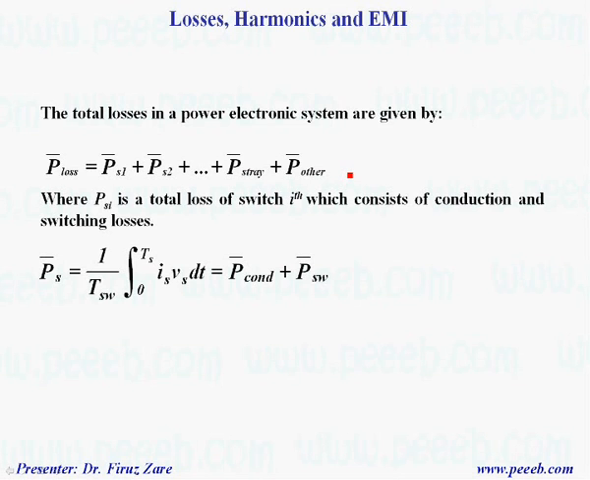The total losses in a power electronic system are given by this equation. That means if you have n switches, the loss in the first switch is given by this equation, which basically consists of conduction loss plus switching loss, and same for the second switch or the rest of the switches. Plus we consider the extra loss associated with stray components, and also another loss because of other components like microcontroller, filter, and so on. So this is the total loss in a power electronic circuit, which can help us find the efficiency of the system.